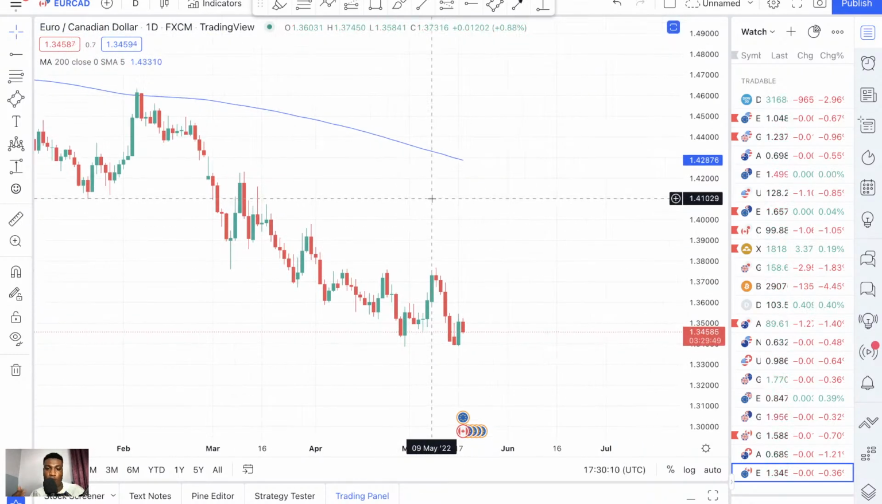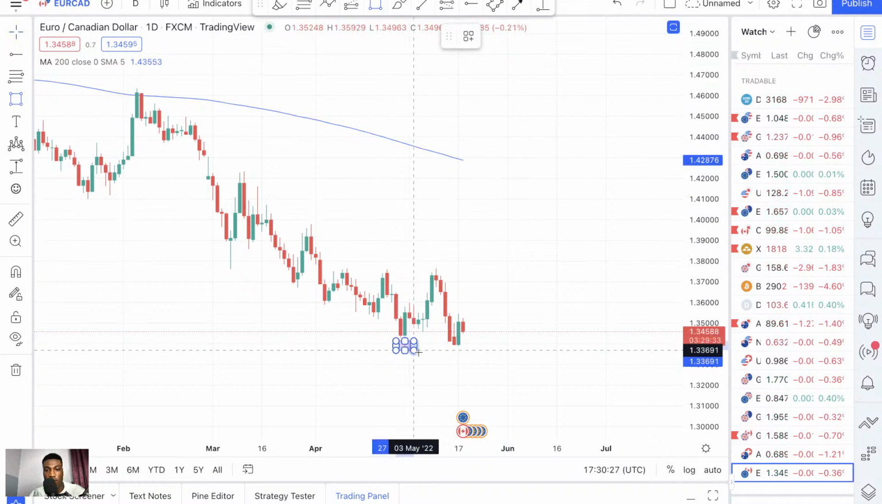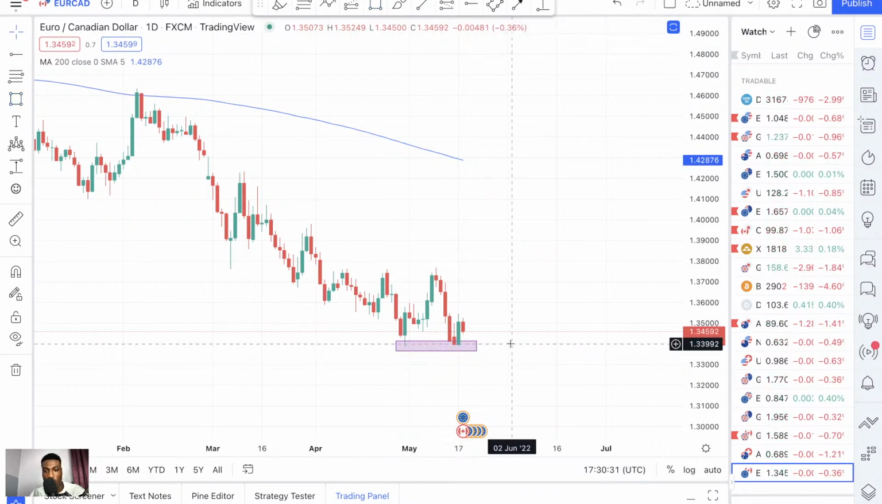Okay, so remember, guys, I talked about framework. So a framework should contain your market structure, which tells you when to buy, when to sell, which basically just tells you what's going on in the market. So when you come into the market, the first thing you want to do is to identify your levels. As you can see, an area of support right here on Euro CAD.